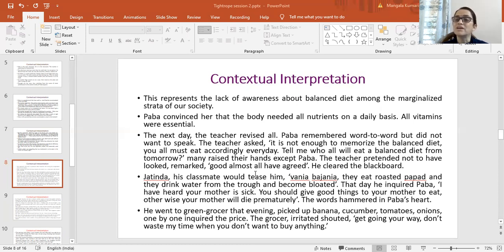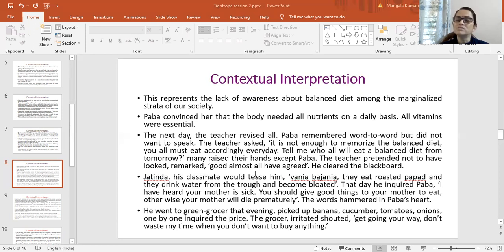Okay, this is the portrayal of a marginalized character, how they are deprived of basic necessities: food, shelter, clothes. These are the basic necessities, right? Baba convinced her that the body needed all nutrients on a daily basis, not monthly basis. All vitamins are essential to the body and have to be taken daily. He convinced her. The next day, the teacher revised all the things about a balanced diet.